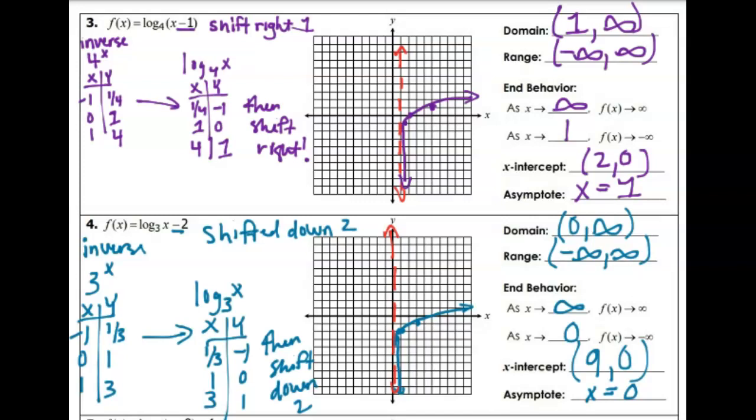So the best strategy, I think, is to graph it on Desmos and then take a look at some of the different parts of that, and then you'll be asked for some of those characteristics in the practice problems as well.